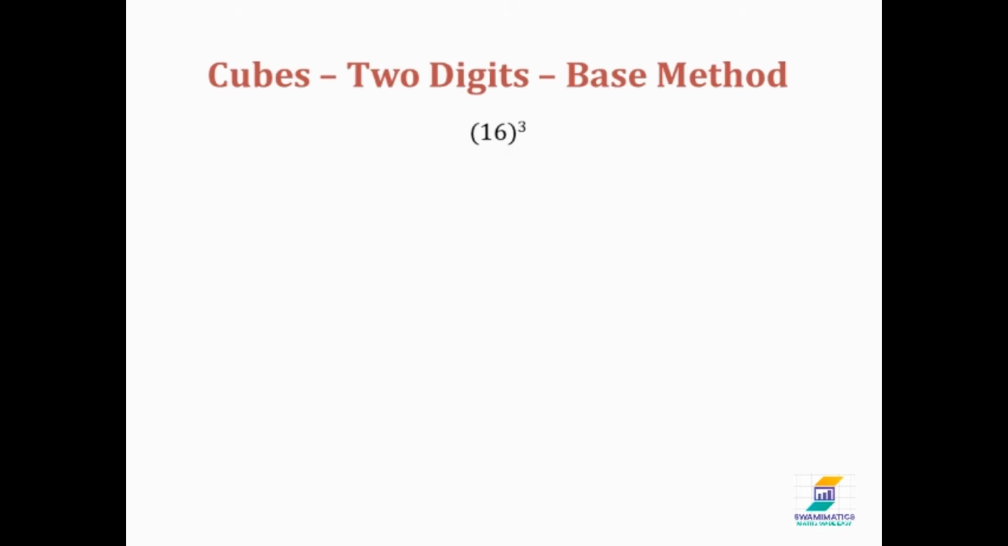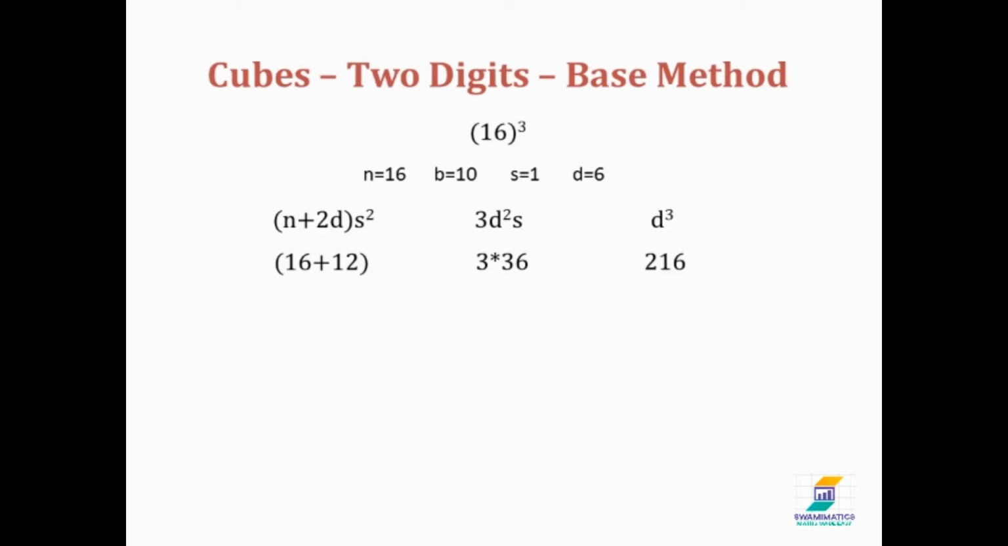Now I have taken a simple number 16 cube. Here n is equal to 16, base is 10. Since the base is 10, the sub base is nothing but 1. D is equal to 6, the first term, second term, the third term. What is the first term now? 16 plus 2 into 6, 12, s square. S square is 1. The next one is 3 into d square, 36. The third one is d cube, which is 216.